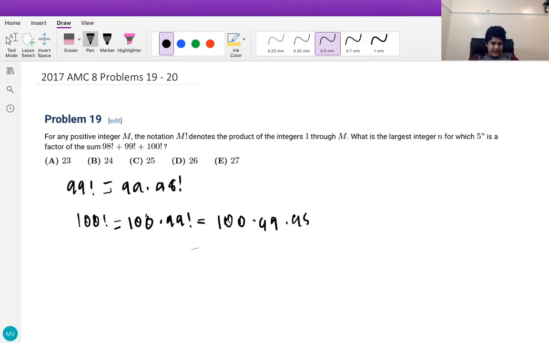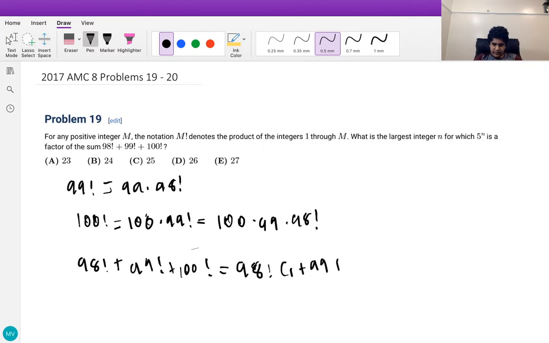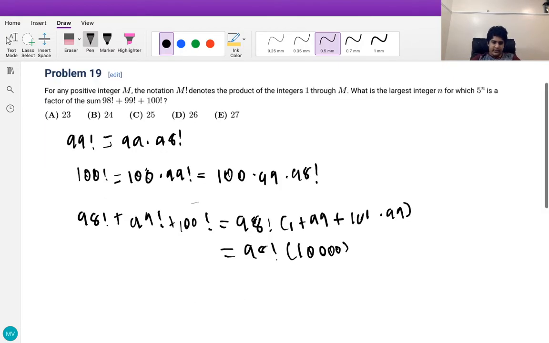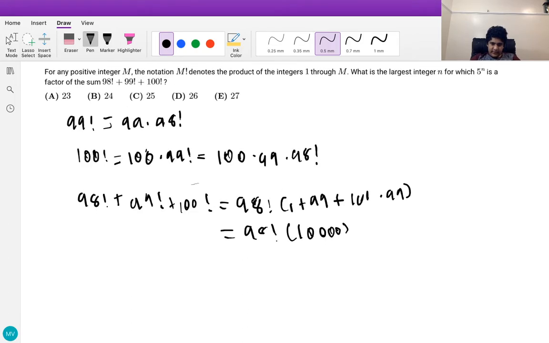Thus, we can factorize the desired sum, 98 factorial plus 99 factorial plus 100 factorial, as 98 factorial times 1 plus 99 plus 100 times 99. This is simply equal to 98 factorial multiplied by 10,000. So now we can see that 10,000 is equal to 10 to the 4th, which is equal to 2 to the 4th times 5 to the 4th, meaning that it has 4 factors of 5.